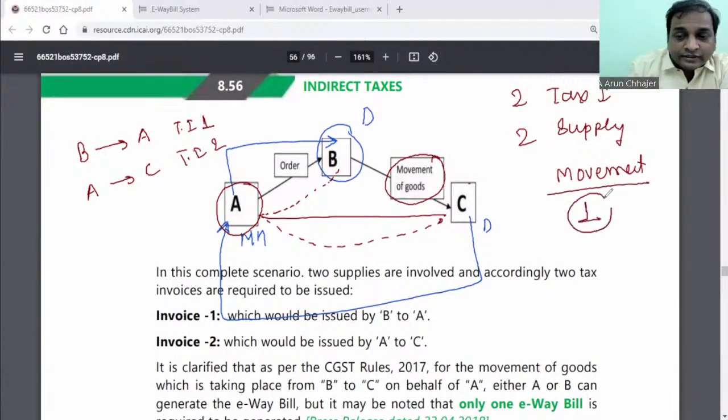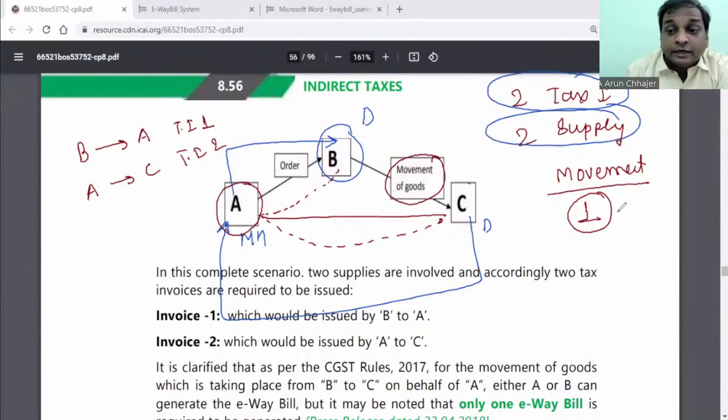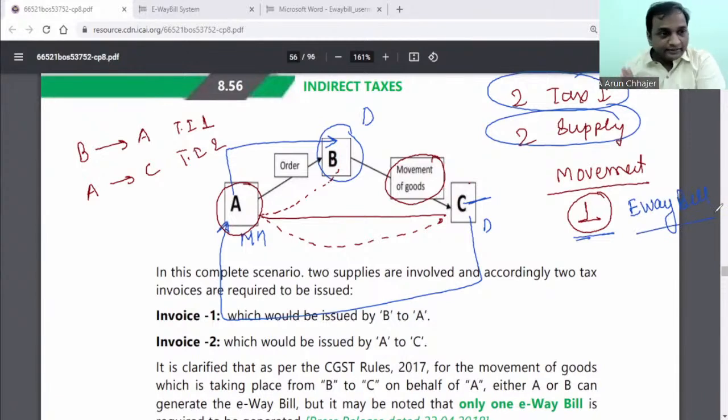Only one. Therefore, in the bill to ship to model, there will be two supplies, there will be two tax invoices. But because there is only one movement directly to the ultimate customer, therefore one e-way bill would be prepared. Fine. I hope, Tanu, is it clear?